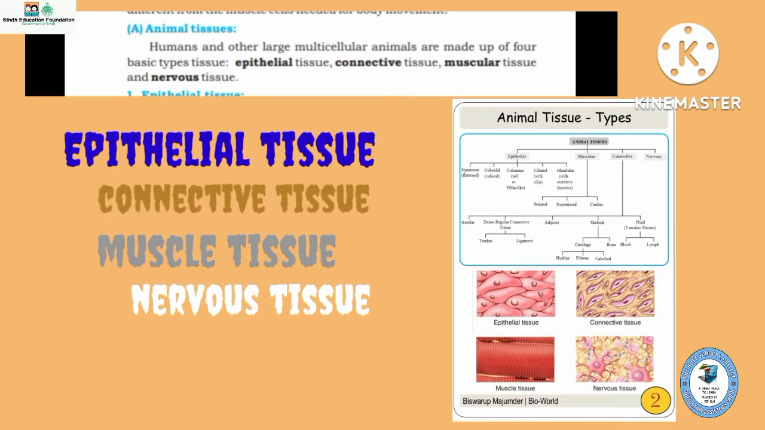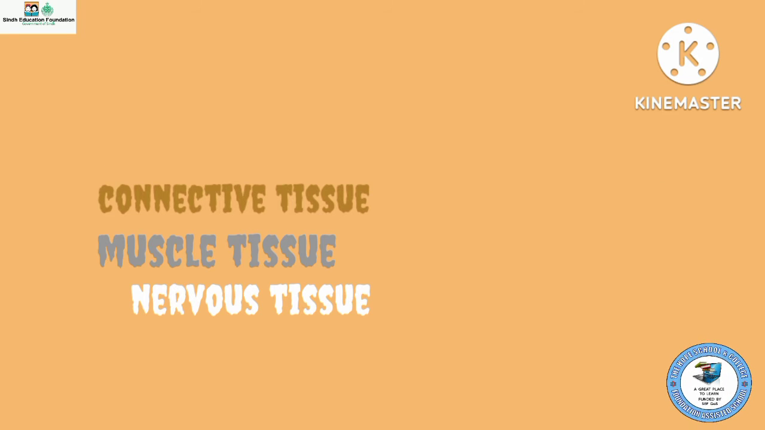Now, another topic is animal tissue. There are four types of animal tissue. One is epithelial tissue, two is connective tissue, third is muscle tissue, and four is nervous tissue.